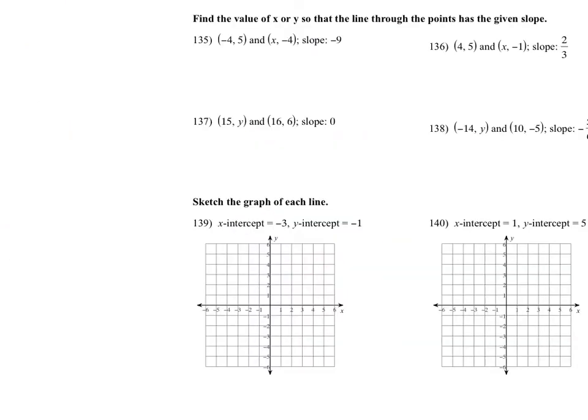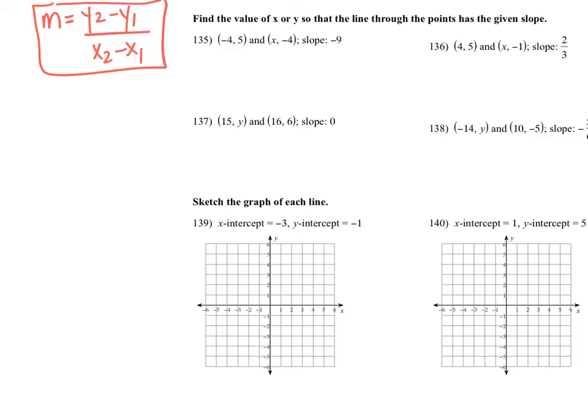Okay, so for the next section, it says find the value of x or y so that the line through the points has the given slope. So the first thing you need to remember is that in order to find slope, the equation for slope is m equals y2 minus y1 over x2 minus x1. And this is the formula for slope.